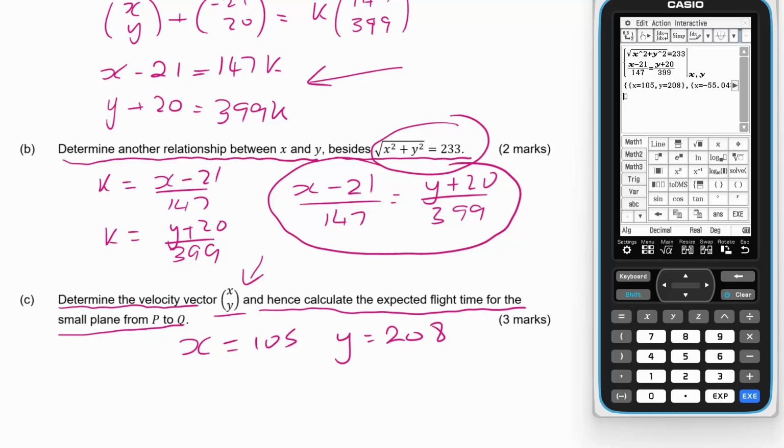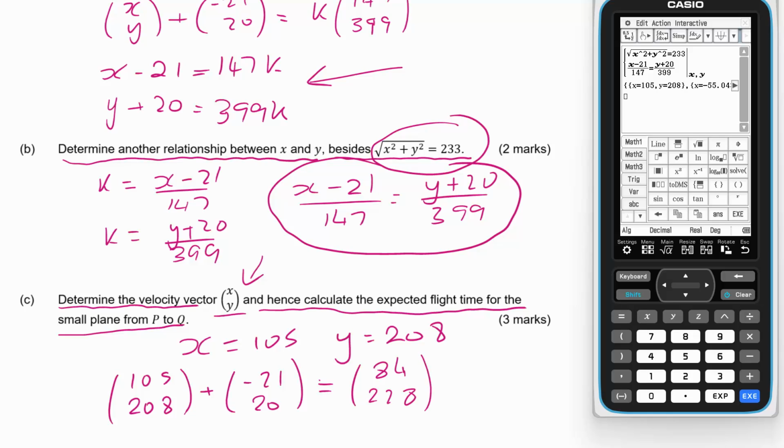So if we now consider (105, 208) and add on the velocity of the wind, then that gives us (84, 228). So we know that we're trying to go (147, 399). So if we just do 147 divided by 84, that will give us the time. And if you do that, it's 1.75 hours.